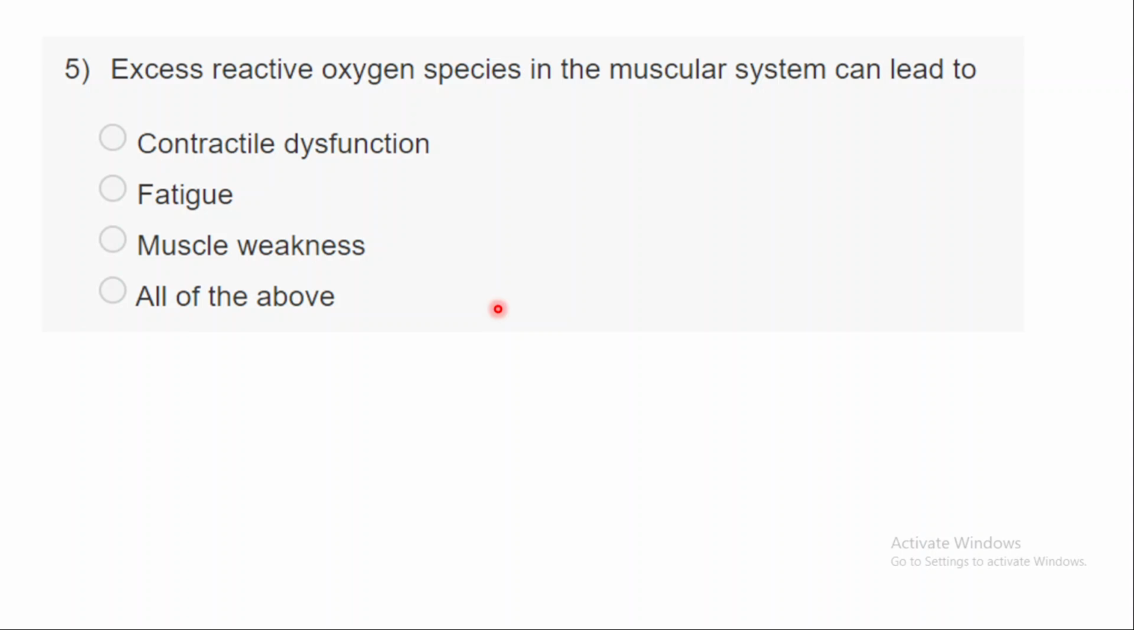So let's see what is the correct answer. The correct answer is as answered by everyone. It's D. So excessive reactive oxygen species can lead to all of these major disparities: contractile dysfunction of the muscle, muscle fatigue, muscle weakness, everything. So all of these can happen due to excessive production of ROS in the muscular system.